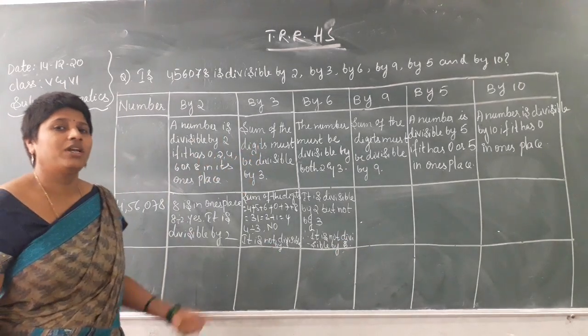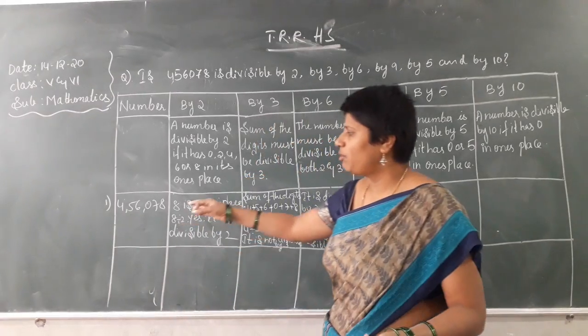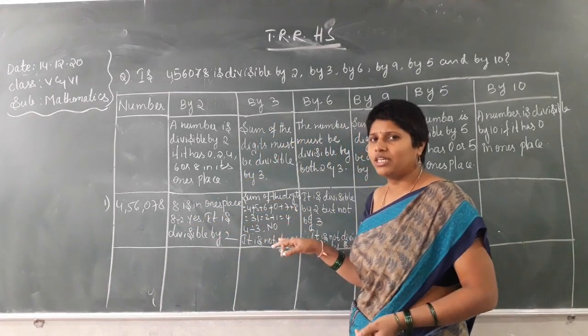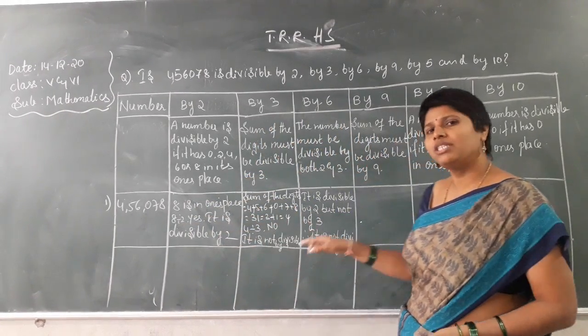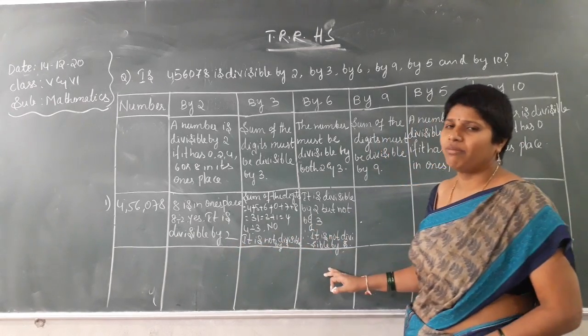So, we don't have any particular rule for 6. You have to check, is it divisible by 2 and is it divisible by 3. If it is divisible by both, it is divisible by 6. If any one is not divisible, it is not divisible by 6.